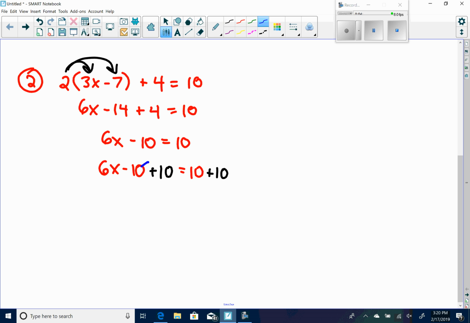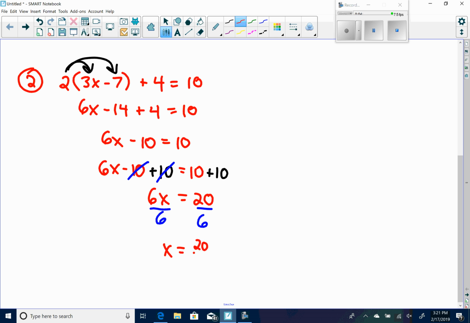So as you've seen in the previous examples, this is where my 10s will cancel out. I will be left with 6x equals 20. Now all I have left to do is get rid of this 6 that's being multiplied by the x. I wish to divide both sides by 6. Now again, 20 doesn't divide nicely by 6, but I wish to put that in lowest terms.